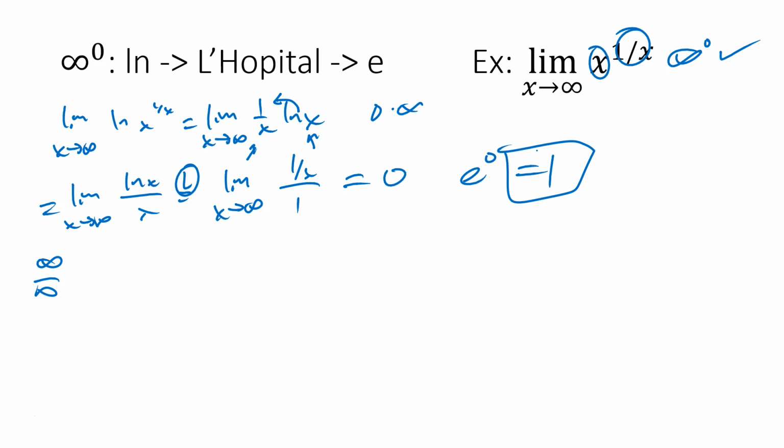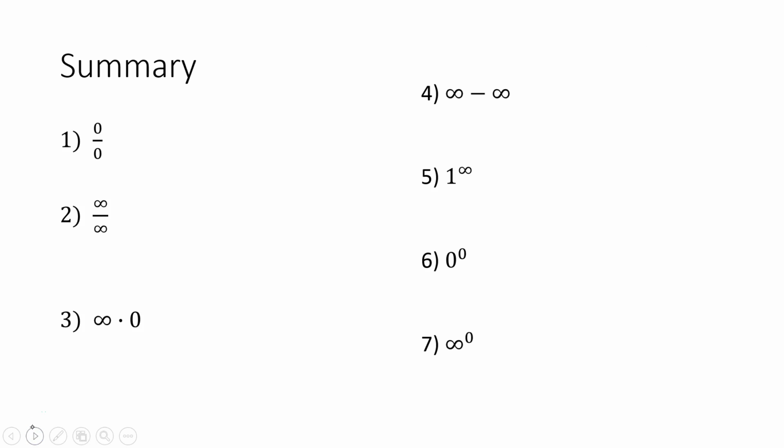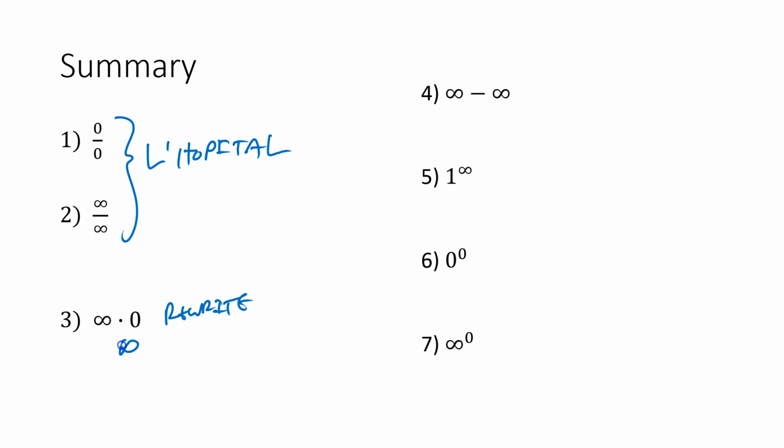Cool. All right, so let's take a look at everything we have. There are 7 indeterminate forms we've talked about. 0 over 0 and infinity over infinity, you just go straight to L'Hopital. So you take the derivative of the top, the derivative of the bottom, and reevaluate your limit. Infinity times 0, you're going to rewrite your expression probably as infinity over 1 over 0 or 0 over 1 over infinity, because then this would be an infinity over infinity, and this guy over here would be a 0 over 0. Either one of those will allow you to do L'Hopital's rule.